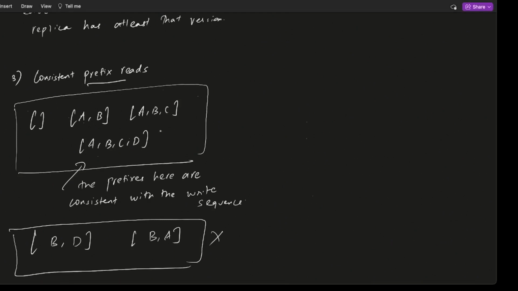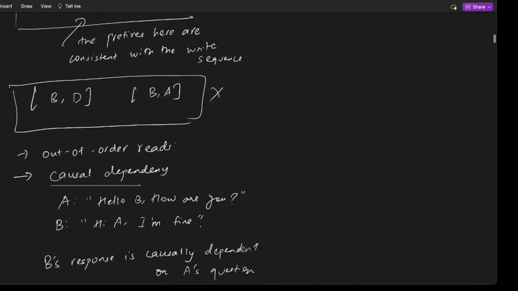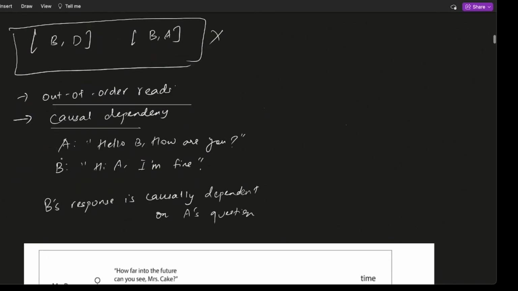The basic premise of consistent prefix reads is that you want to avoid out of order reads when you're reading from these partitions. Let's take a look at it with the help of an example. Let's say A first sends this message to B: hello B, how are you? And B, in response to A's message, will say, hi A, I'm fine. Objectively speaking, we know that the order in which these events came was A first, and then B's message was a consequence of A's message. So B is dependent on A, or in terms of distributed systems, we say that B is causally dependent on A. The event was causally dependent on a prior event.